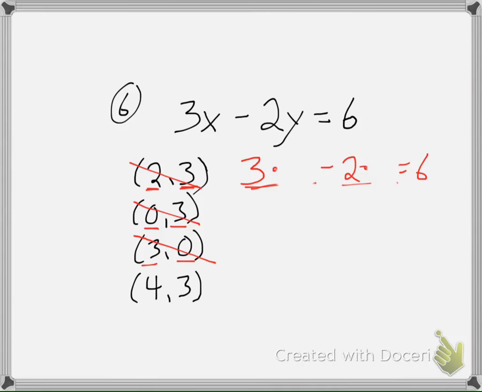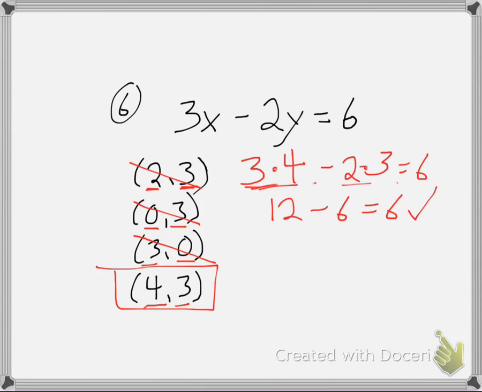So what's my x value? 4. What's my y value? 3. So I have 3 times 4 minus 2 times 3. 3 times 4 is 12. 2 times 3 is 6. And 12 minus 6 is 6. Yay! It actually worked out. So this one is the solution, is A, not B, A solution to this linear equation.